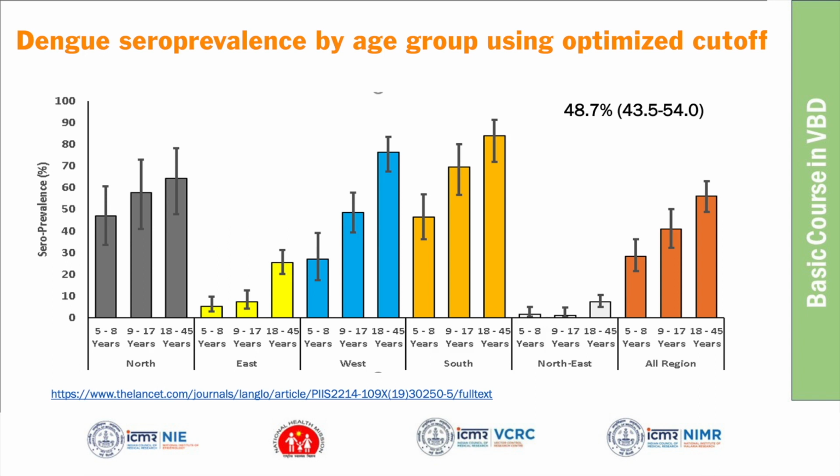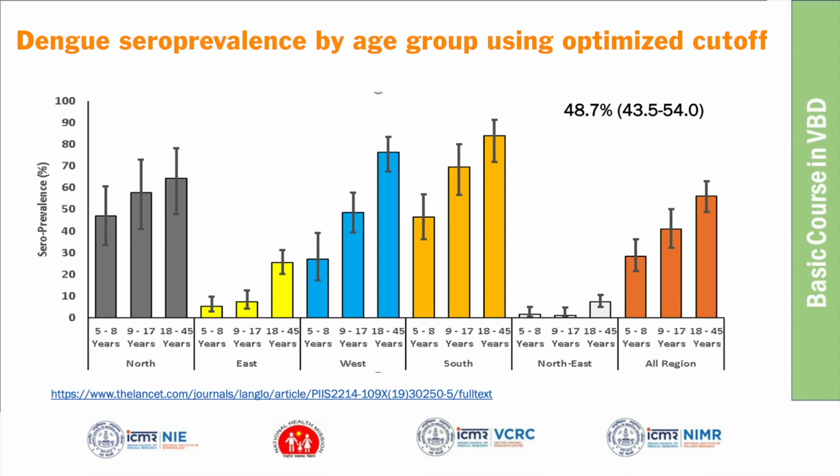State-wise, we have given the seroprevalence by age group in the supplementary appendix. If you go to the end of this paper, there is a supplementary appendix. In the appendix, we have given the seroprevalence by state and by age group. So for Odisha state also, you will be able to find the seroprevalence.